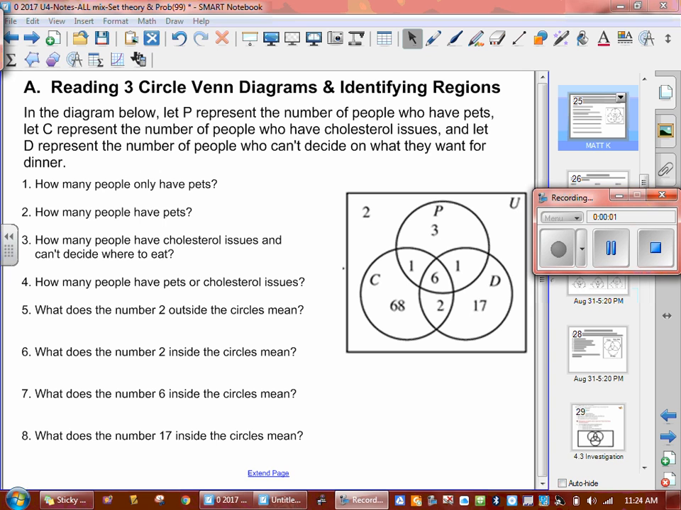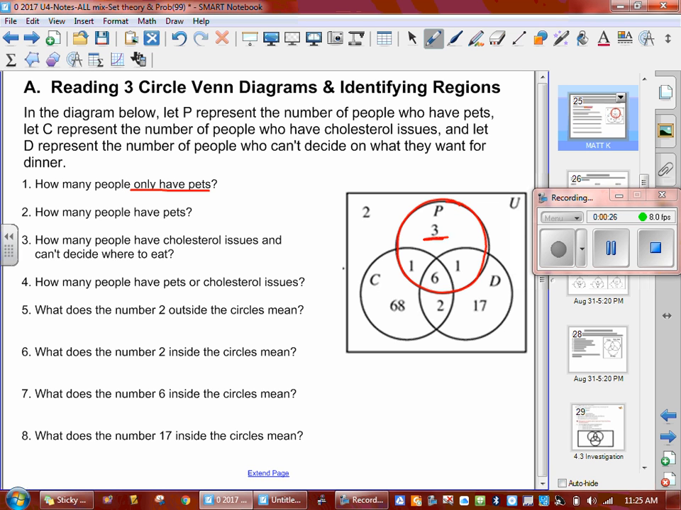Try this again. 4.3, advanced three-circle Venn diagrams. When we read them, we first have to identify the different regions. The regions that have no overlaps are the regions that we call only. For example, the first question is asking, how many have only pets? If I'm looking at the pet circle, the only pets region is the one that has no other circles attached to it. So that would be 3.